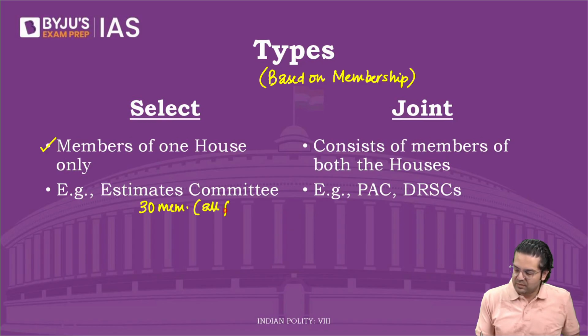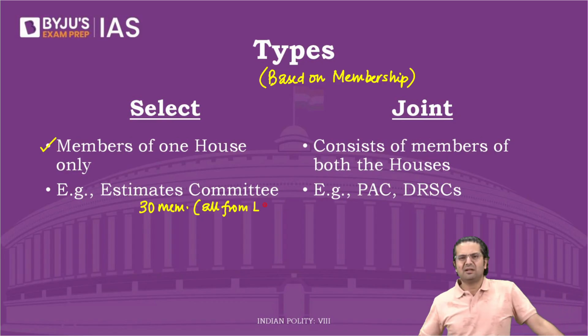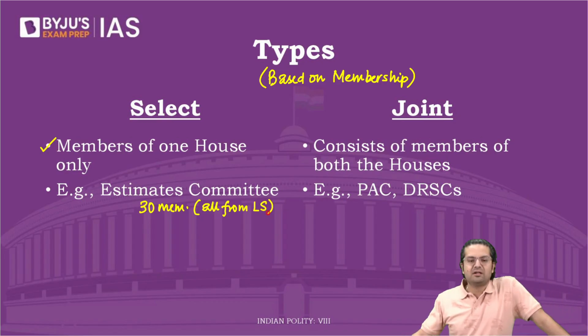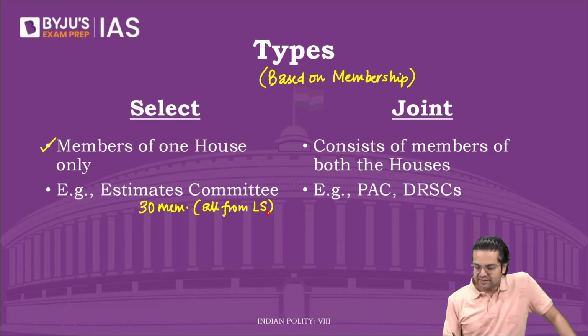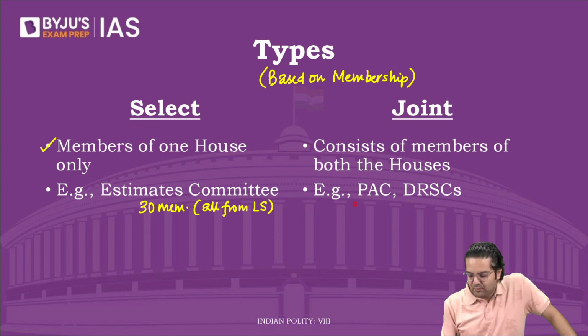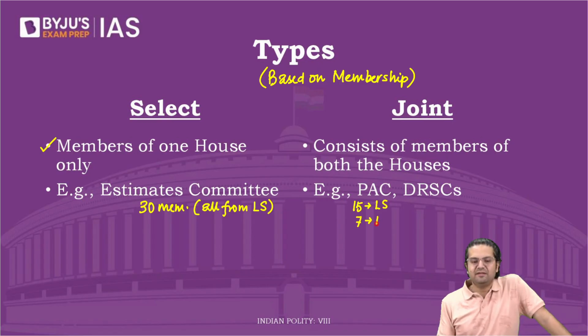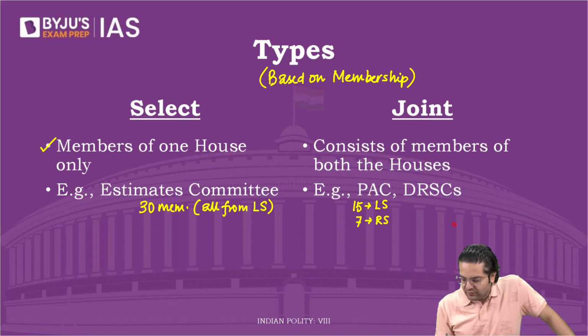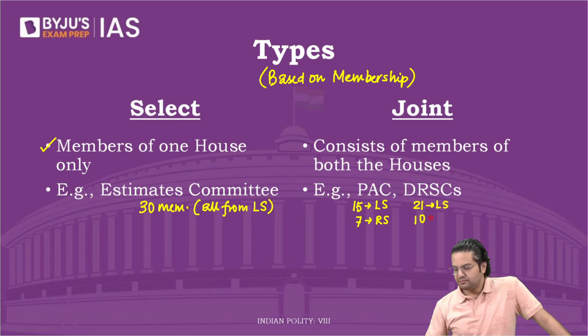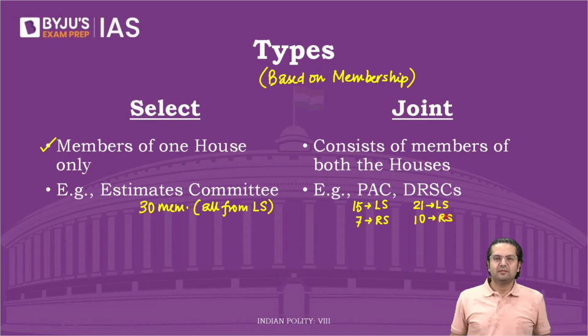All from Lok Sabha. But most of the other committees are actually joint committees, meaning members from both the houses. Example, PAC, Public Accounts Committee: 15 from Lok Sabha, 7 from Rajya Sabha. Or DRSCs, departmentally related standing committees: 21 from Lok Sabha, 10 from Rajya Sabha, right? So this is one more categorization, joint and select.